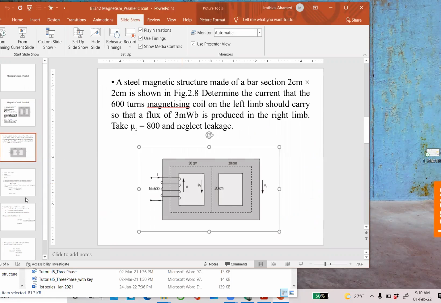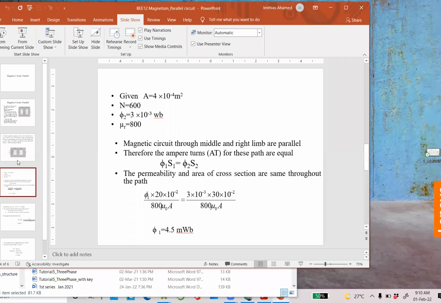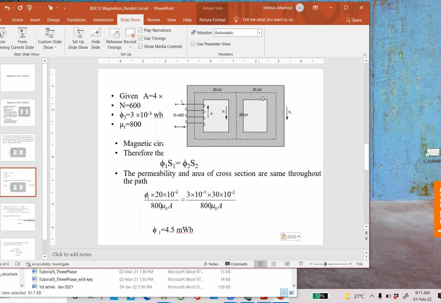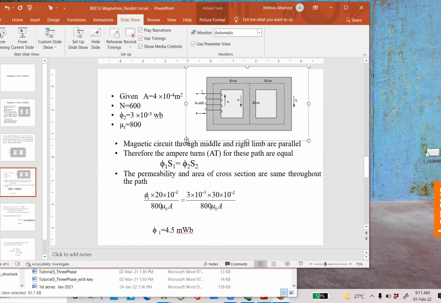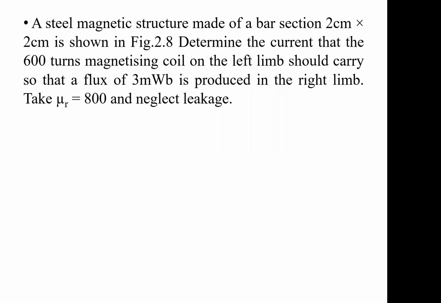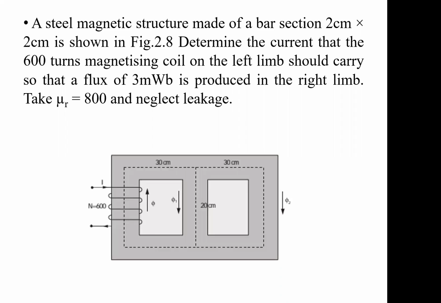Yes, sir. So given area of cross section is 4 into 10 raised to minus 4 meter square. Number of turns is equal to 600. Phi2 is 3 milliweber and mu r is equal to 800. What is the question? What do you have to find out? Sir, the current in the left limb. Okay, current through the winding. Okay, go ahead.